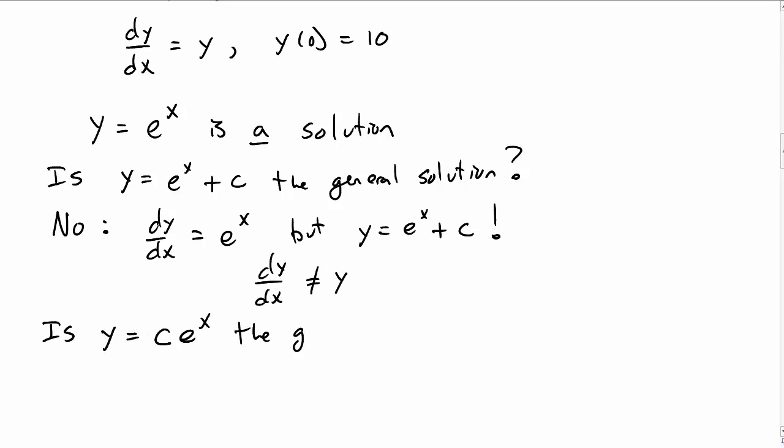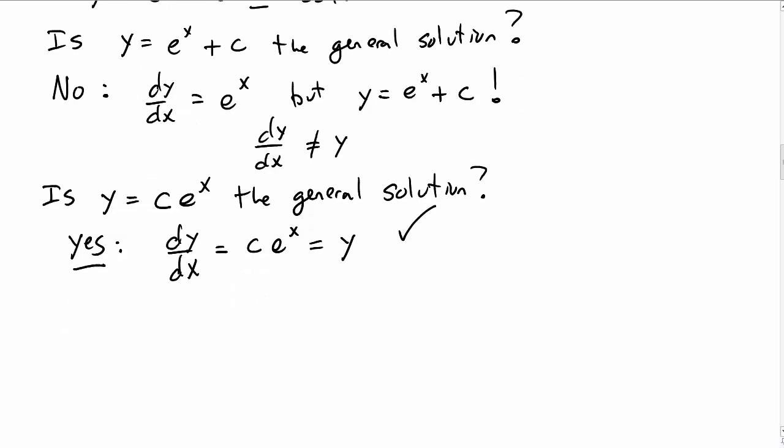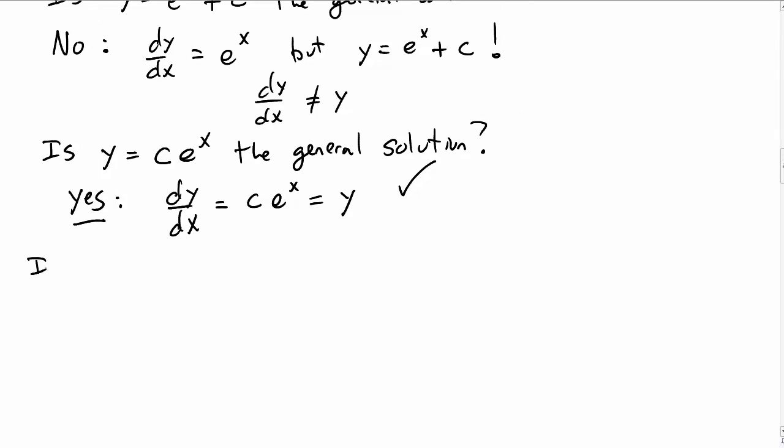How about c times e to the x? Is that the general solution? And it's straightforward to see that, yes, indeed, this is the general solution. Namely, it solves the differential equation, and it has an arbitrary constant, so it must be the general solution.